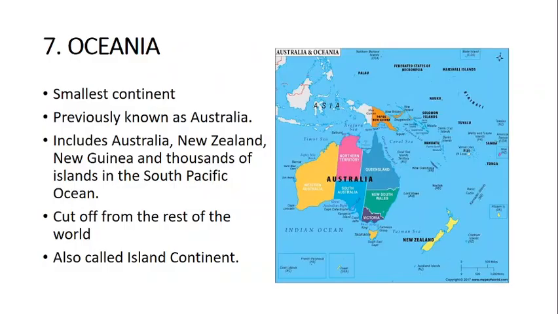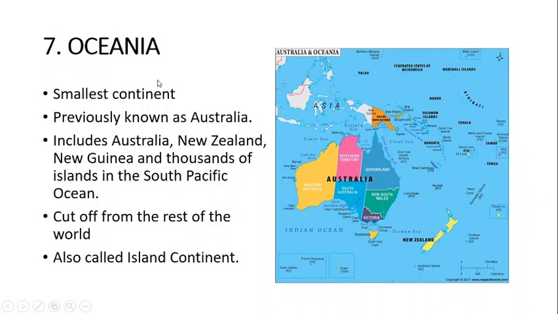Okay, last our continent is Oceania. Oceania is the smallest continent of the world. Previously, this whole continent of Oceania was known as Australia. It includes some countries, for example, Australia, New Zealand, New Guinea, and thousands of islands in the South Pacific Ocean. In the South Pacific Ocean, there are a lot of smaller islands, and all of these are generally known as the territory in Oceania.